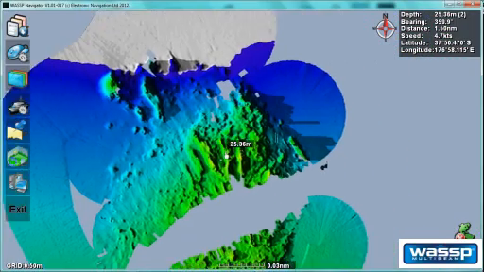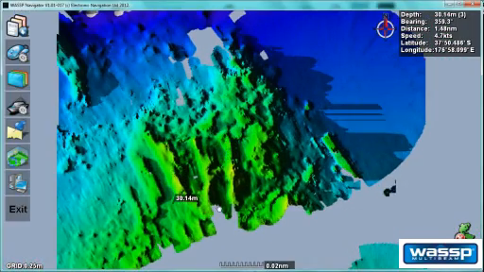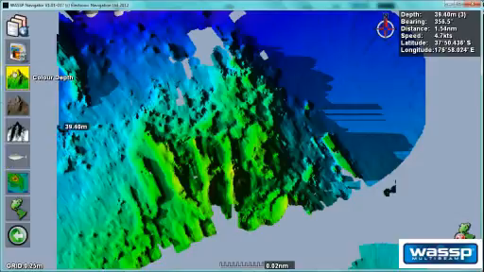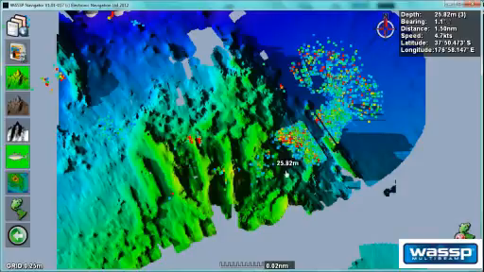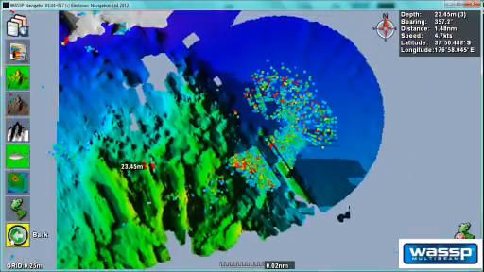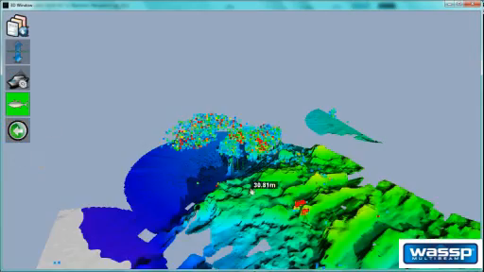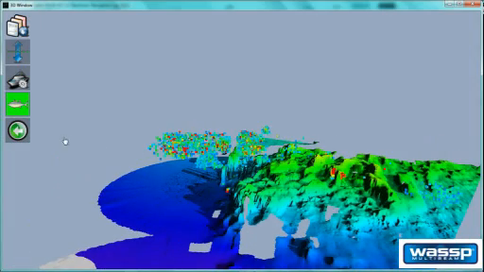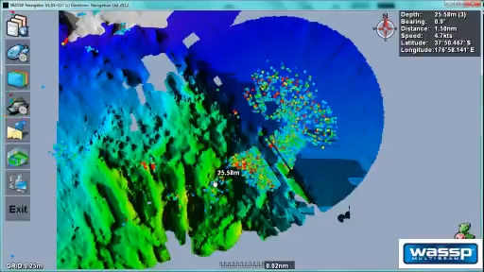And not only do we have the ability to show you the mapping, but because it is an acoustic sounder, we can actually overlay our fish targets too. And so they can be represented here as an overlay, and we can view those in 3D. So there simply is nothing like WASSP. It's taking technology to a whole new level.